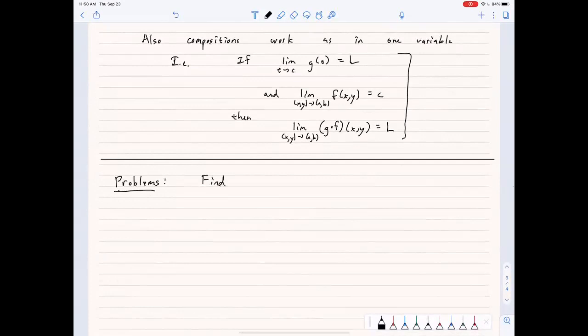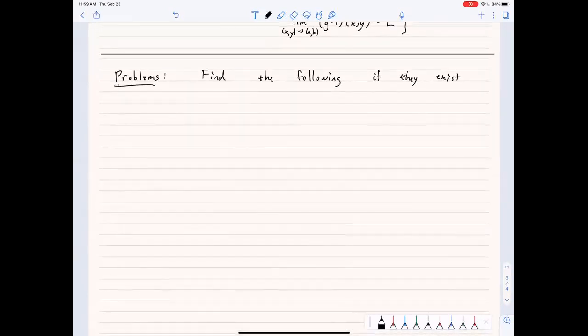So find the following limits. And usually if you're on a test or some kind of exam or some problem set, homework, you'll see some statement like, if they exist. So let's do the first problem. It will be the limit as x, y approaches, say, 1, 3 of x squared plus y squared minus sine of x minus 1 over cosine of pi times x. Something like this. Okay, so problem 1. Solution.